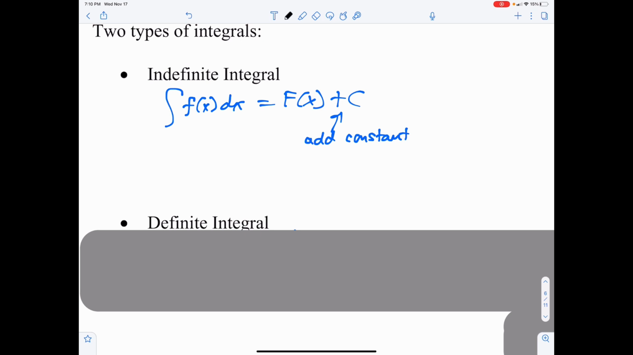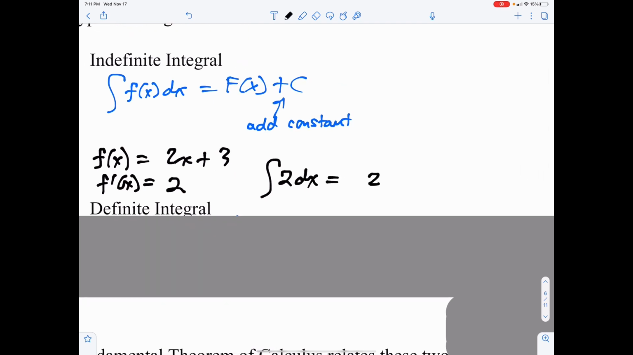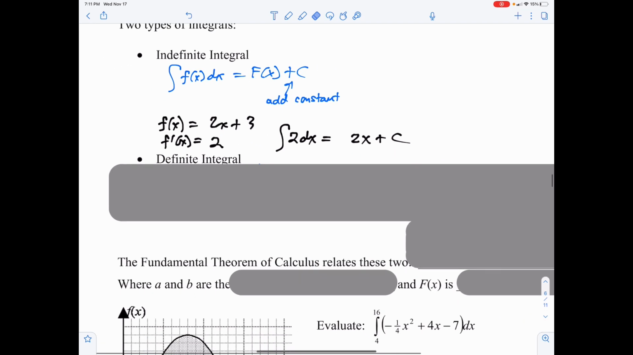So just to give you an example, let's say we had f of x equals 2x plus 3, and I asked you to differentiate that. Well, f prime of x would just be 2, because the derivative of 2x is 2 and the derivative of 3 is 0. Now, if you go backwards and you integrate 2 with respect to x, you get 2x, right? But the problem is plus what? You originally had a constant, didn't you? So plus a constant just adds the possibility of there being a constant there in the first place.